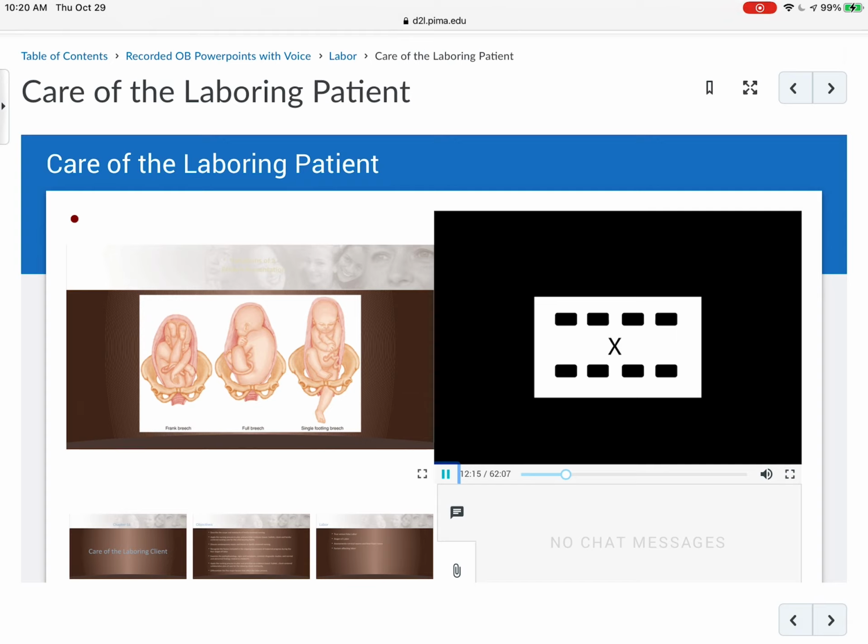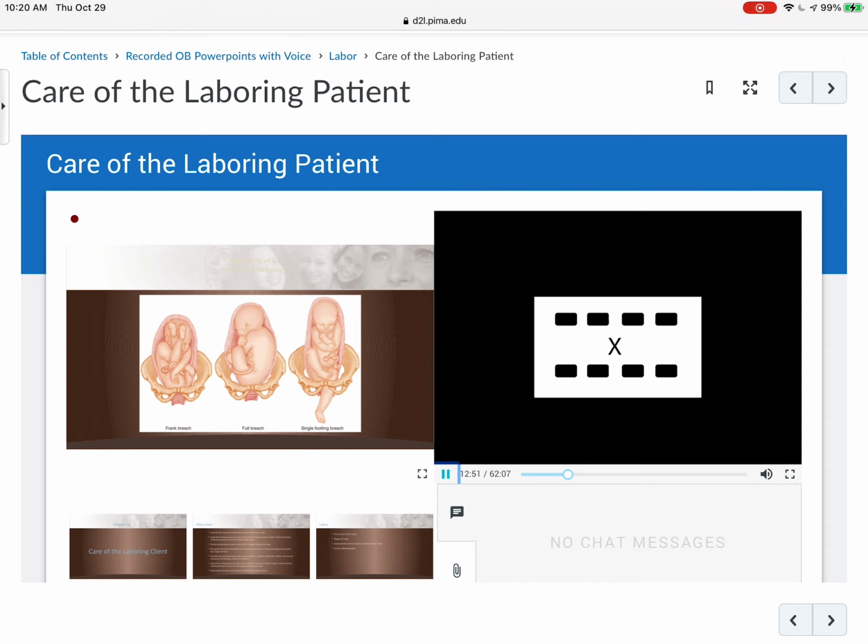If the bottom comes out first, it's a smaller diameter than the head, so you have the possibility of the head getting stuck, especially with that single footling breech, because you've got to get the other foot down, and then you've got to bring the baby down, and there's a chance that the baby's head will get stuck. And if it gets stuck in the cervix, just think about it, that could decrease oxygen to the baby's brain as well. So a lot of times, if doctors notice that the baby is breech in ultrasound, they will probably, if it's a first-time mom, suggest a C-section to decrease any risk factors.